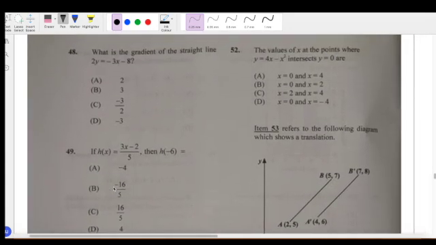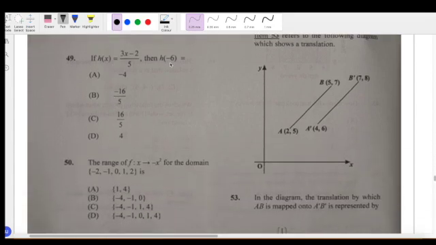What is the gradient of the straight line? Well, we have to put it in the form y is equal to mx plus c, and if we do that, we will get y is equal to negative 3 on 2 x minus 8 on 2, and I don't really care about the 8 on 2. Negative 3 on 2 is the answer.